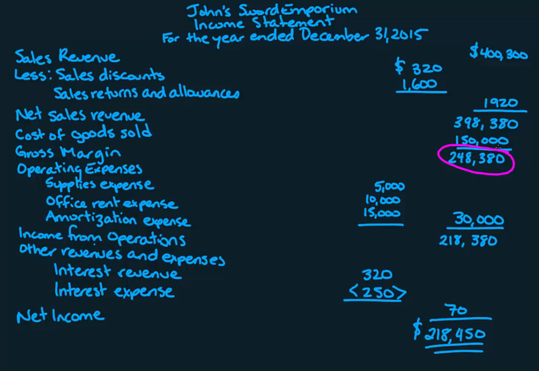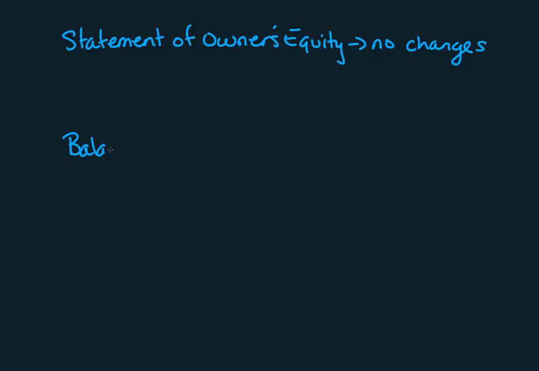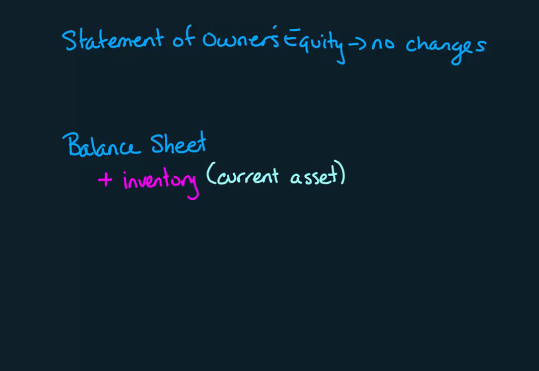For the other financial statements, the statement of owner's equity has no changes from what we were doing before when we had a service organization. For our balance sheet, we are adding in one account, and that account is our inventory. That is going to be added into the current asset category. Other than that, our balance sheet also looks exactly the same as it did before.